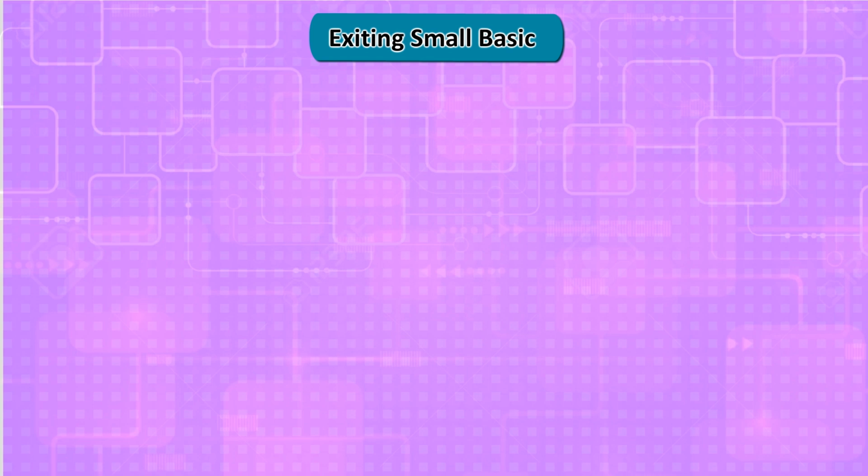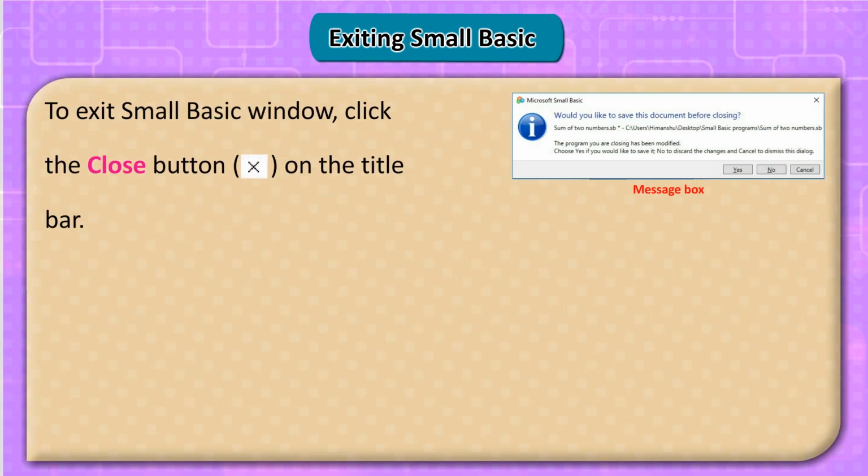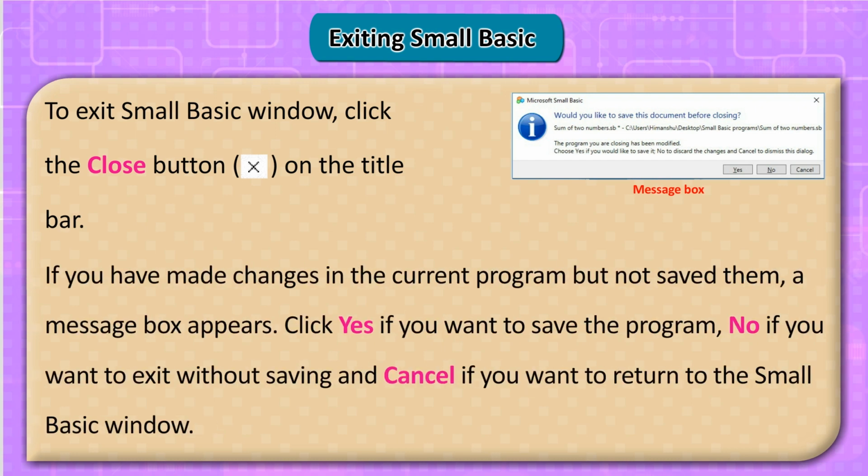Exiting Small Basic. To exit the Small Basic window, click the Close button on the title bar. If you have made changes in the current program but not saved them, a message box appears. Click Yes if you want to save the program, No if you want to exit without saving, and Cancel if you want to return to the Small Basic window.